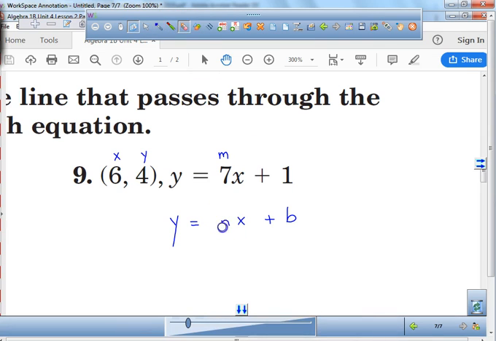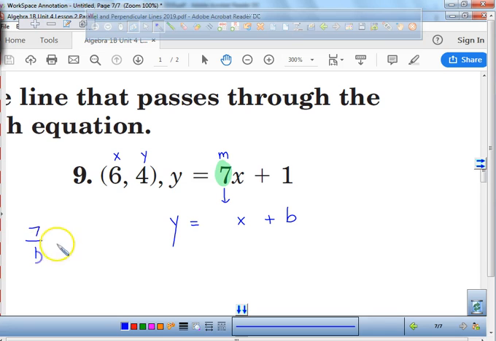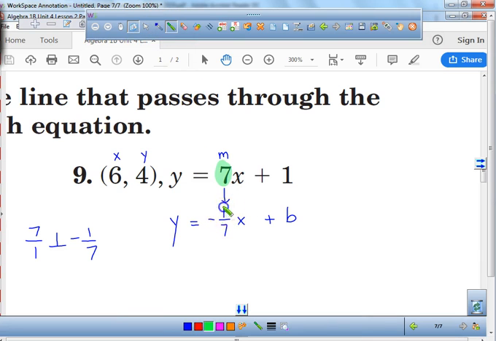Now what am I going to do with my slope? What did you guys change the 7 to become? If it's 7/1, what's perpendicular to 7/1? Negative 1/7. So you better put negative 1/7. So that's your new slope that's going to be perpendicular to a slope of 7.